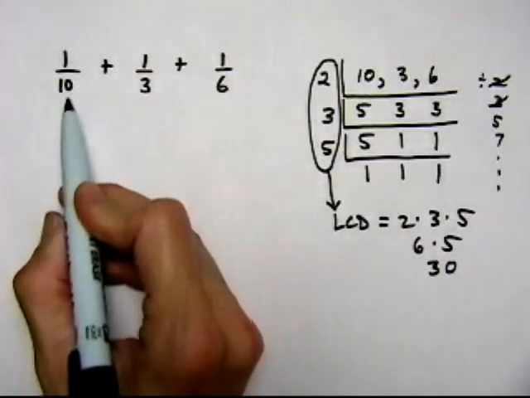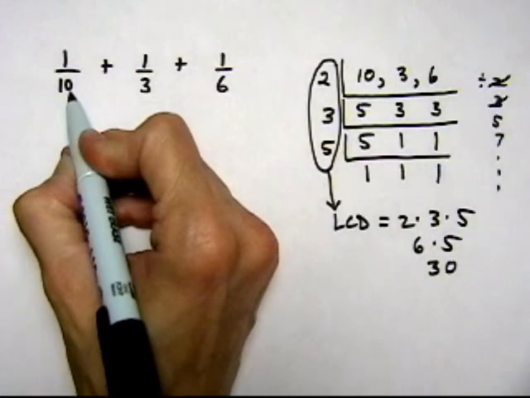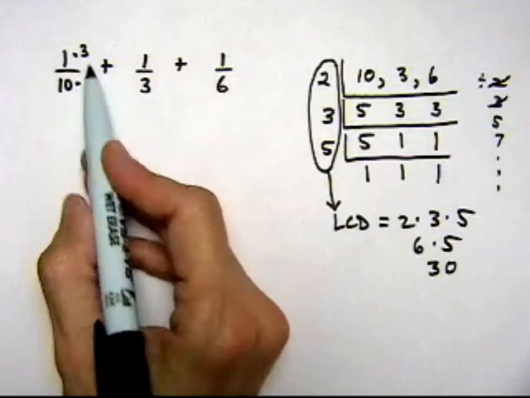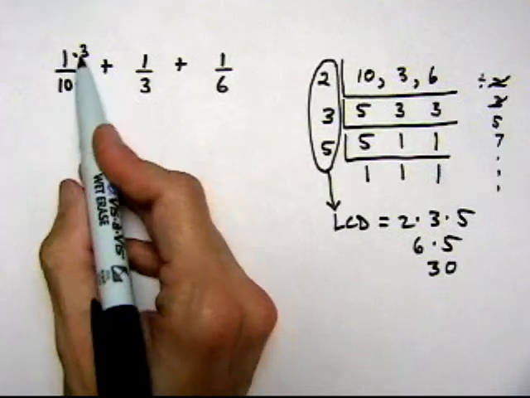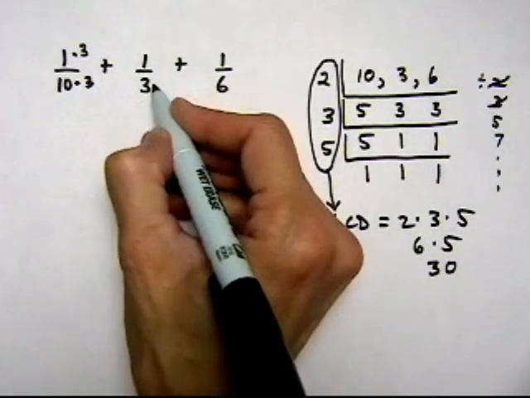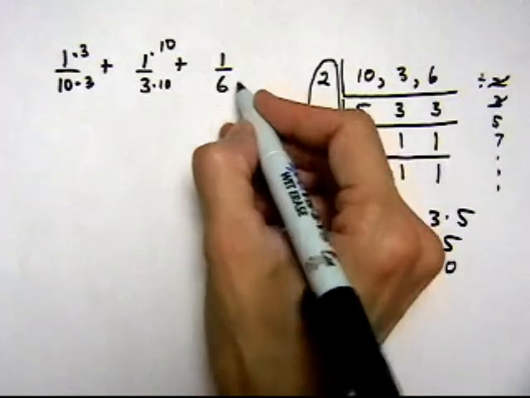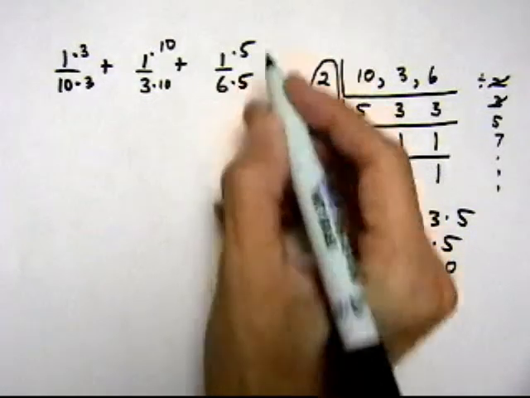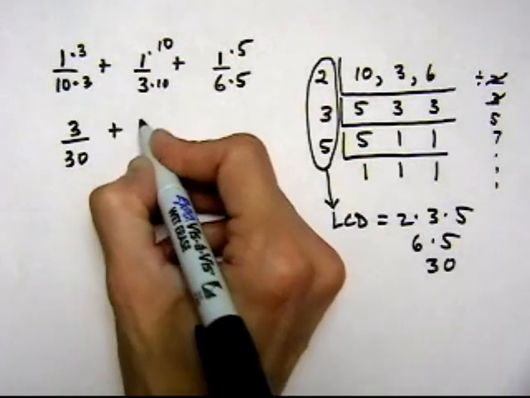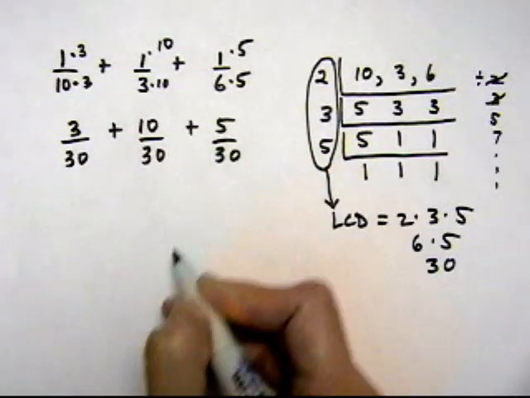So 30 is what we want to force to be our denominator. To turn 10 into 30, we have to do times 3 top and bottom, remember, because you've got to balance out the numerator of the fraction, because we're really multiplying by 1, 3 over 3. To turn 3 into 30, we have to do times 10, top and bottom. And to turn 6 into 30, we're doing times 5, top and bottom again. And that gives us 3 over 30 plus 10 over 30 plus 5 over 30.